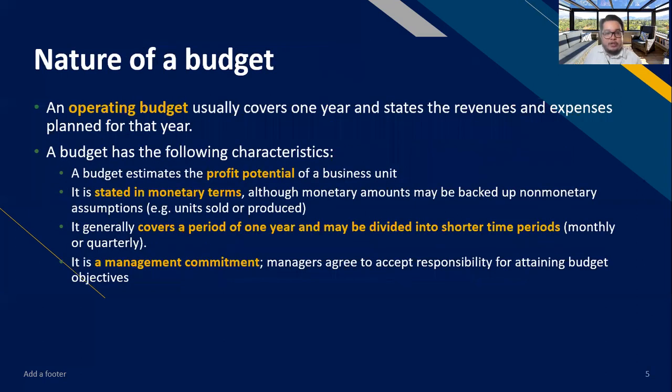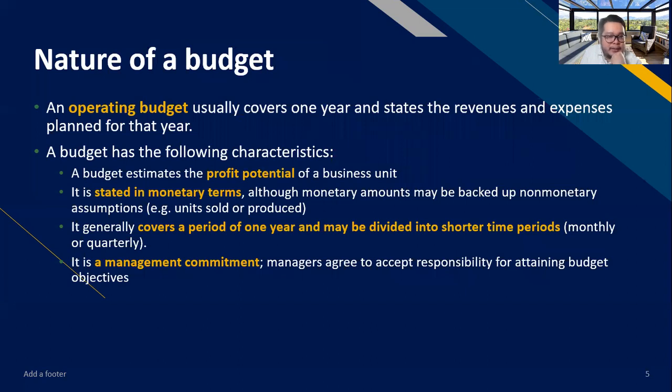What's the nature of a budget? So an operating budget usually covers 1 year, and it states the revenues and expenses planned for that year. Well, it goes beyond that. It also includes the balance sheet and the cash flows of a company. A budget has the following characteristics.